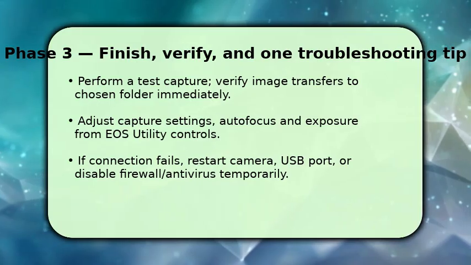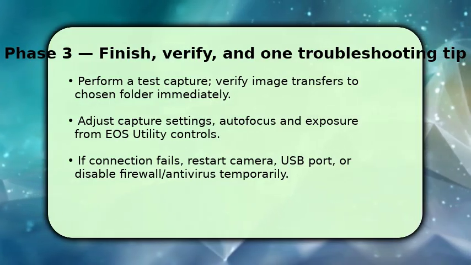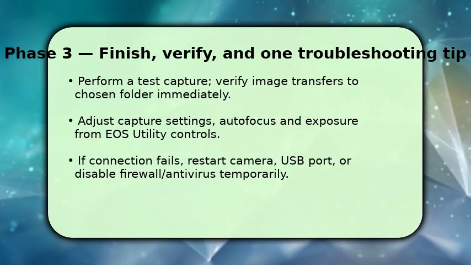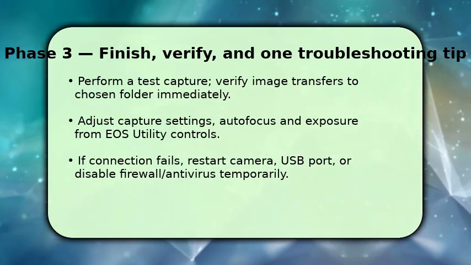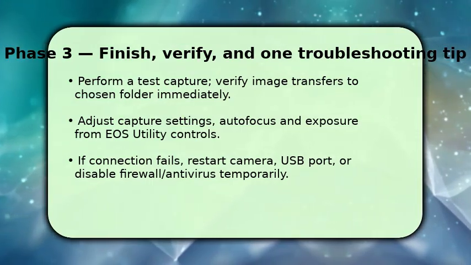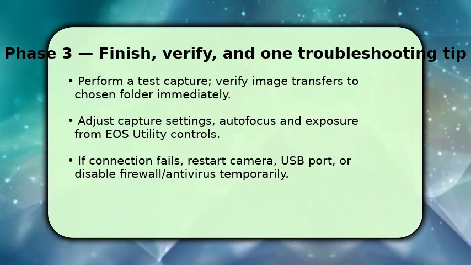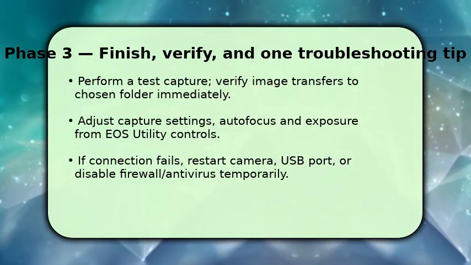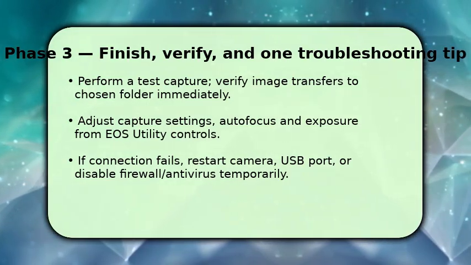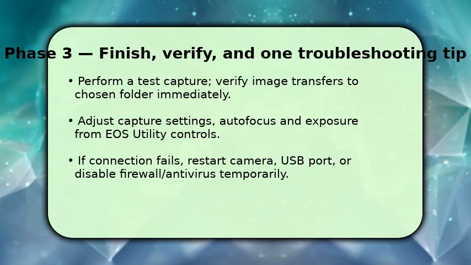If something goes wrong, try a quick restart of the camera and computer, switch USB ports or cables, and temporarily disable firewall or antivirus. This single troubleshooting step often resolves driver or network blocks that prevent EOS Utility from detecting the camera.